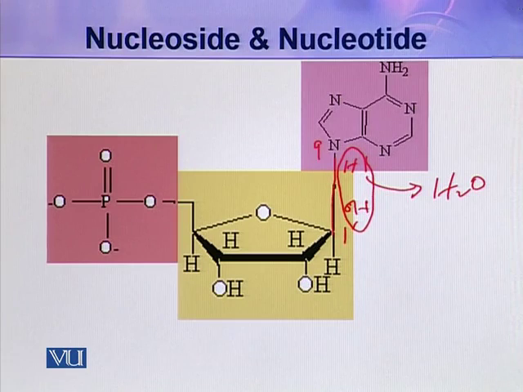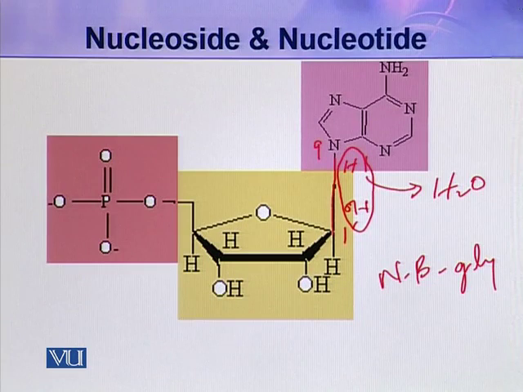And what is this attachment called? This attachment is called N-beta glycosyl linkage. Why N-beta glycosyl linkage? Because this is a covalent bond, and in this covalent bond the nitrogen of the nitrogenous base is included, and this pentose is in its beta configuration. So that's why the name N-beta glycosyl is given to this covalent bond.